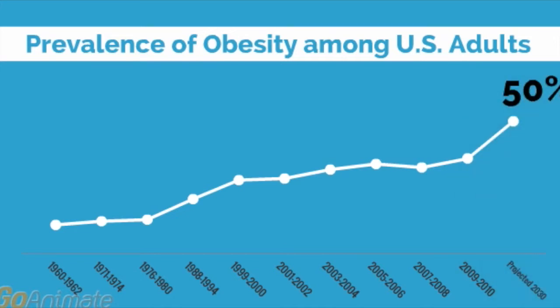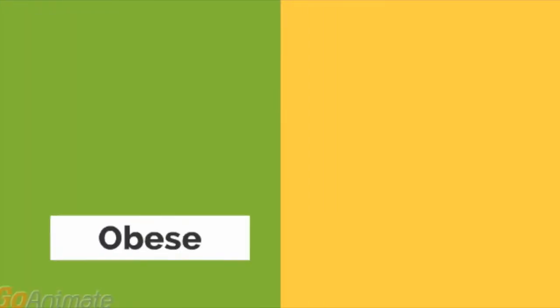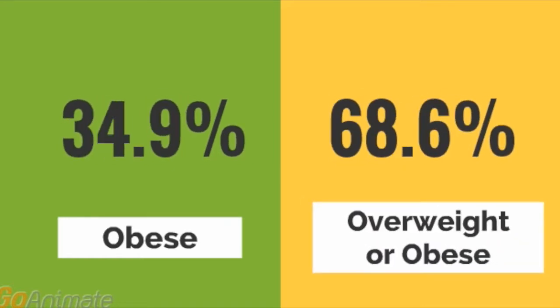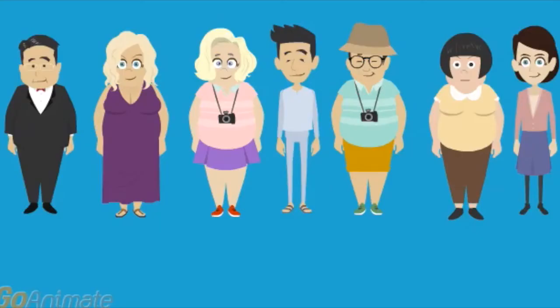Now, shall we examine one of the consequences of urban sprawl? The prevalence of obesity among U.S. adults has risen to 50%. Obesity is common, serious, and costly. Obesity-related conditions include heart disease, stroke, type 2 diabetes, and certain types of cancer. It is the leading cause of preventable deaths. 34.9% of Americans are obese, and 68.6% are overweight or obese.